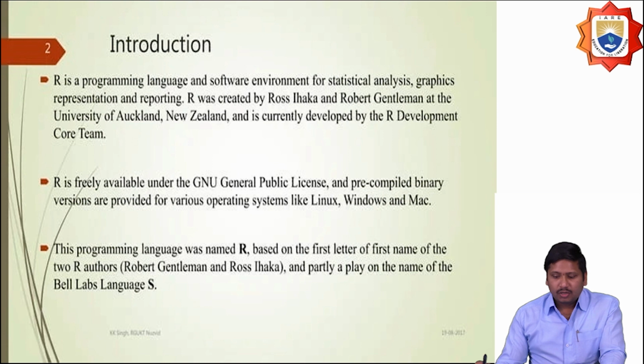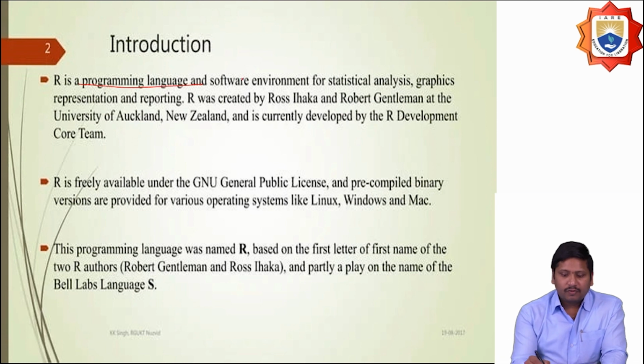It was created by Ross Ihaka and Robert Gentleman at the University of Auckland, New Zealand, and is currently developed by the R Development Core Team. R is freely available under the GNU license, and pre-compiled binary versions are provided for various operating systems like Linux, Windows, and Mac. The programming language was named R based on the first letter of the first names of the two authors, Robert Gentleman and Ross Ihaka, and partly as a play on the name of the Bell Labs language.